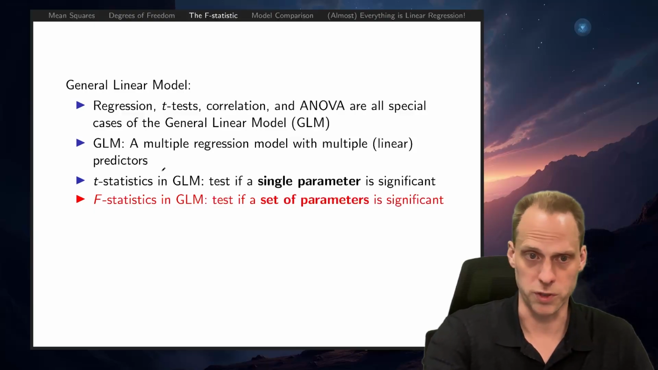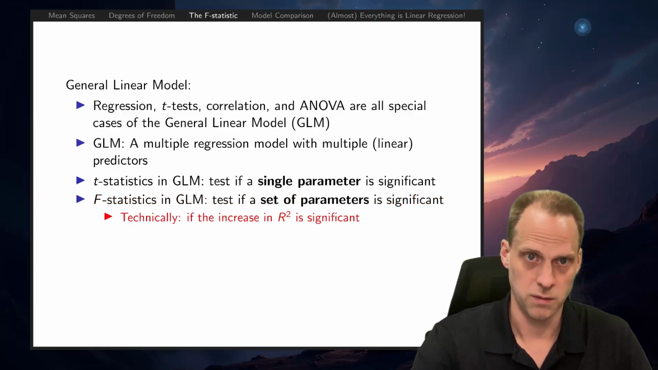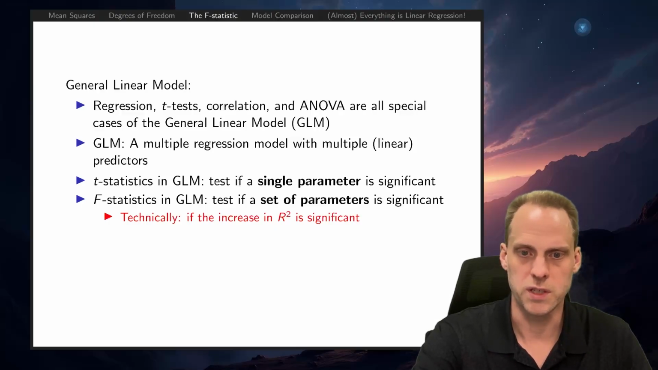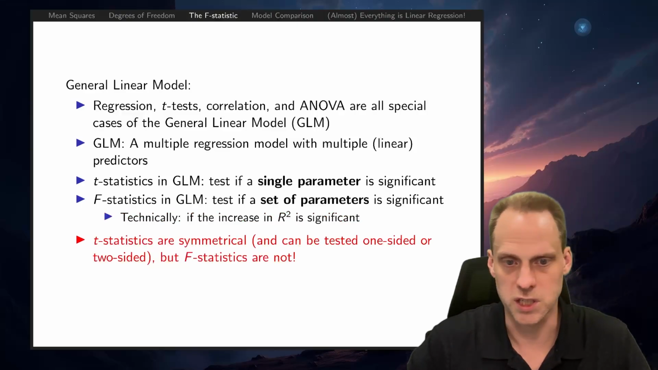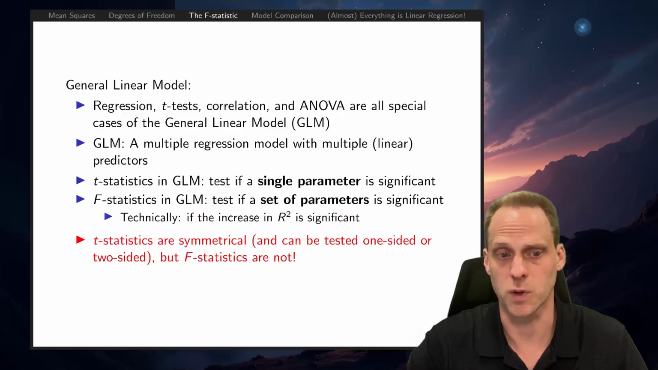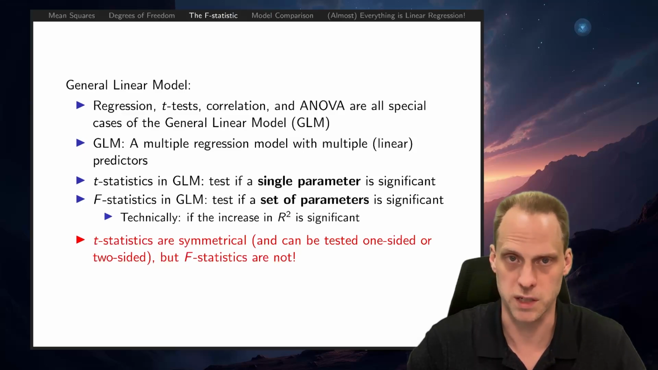That's really the most important use for the f-test. Technically, what we're looking at with the f-test is if the increase in r squared, if we explain more variance by adding some predictors. T-statistics are symmetrical and can be tested one-sided, but f-tests are not. So we can't have a one-sided f-test.